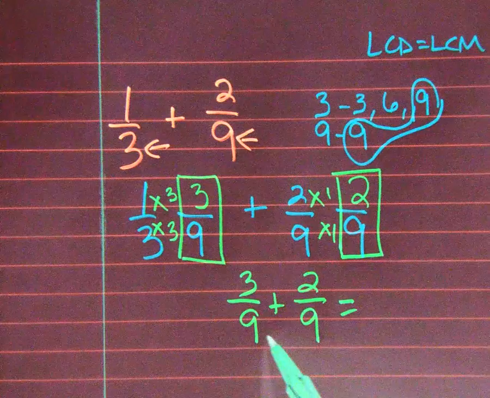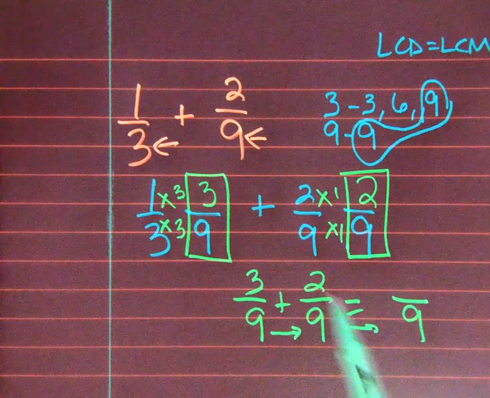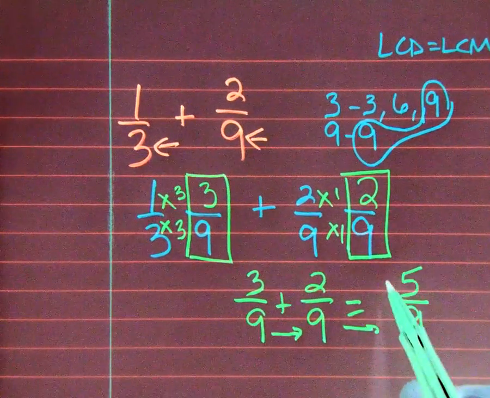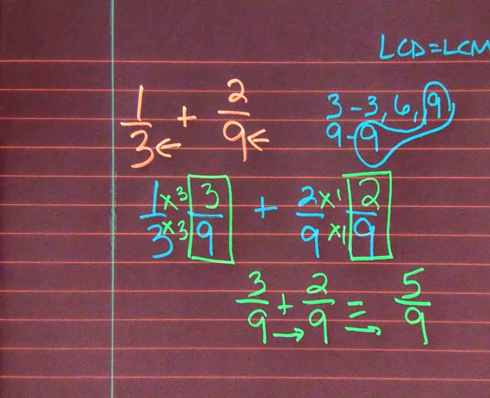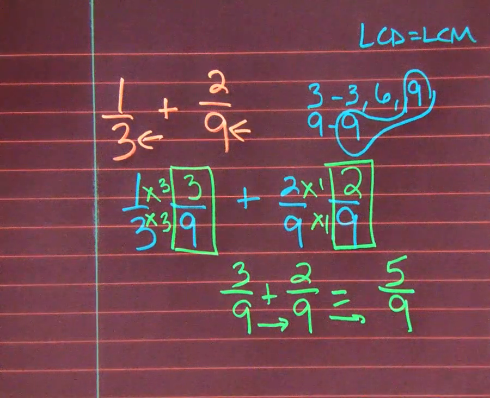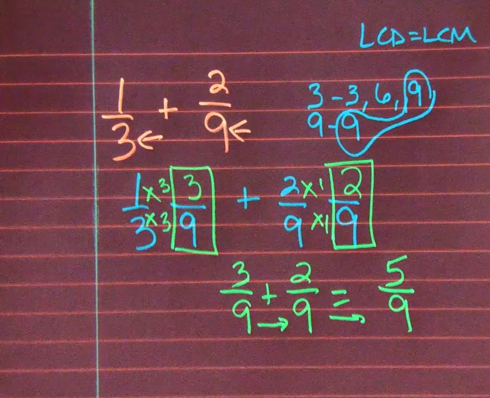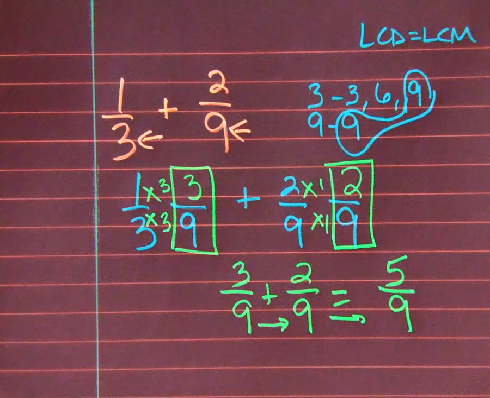And I can just simply add. My denominators don't add, so the 9 will stay the same. 3 plus 2 is 5. So my answer is 5/9. Now, I always tell the students that we should be reducing our fraction to the simplest form. And there's a way to do that. We'll probably do one next that way.